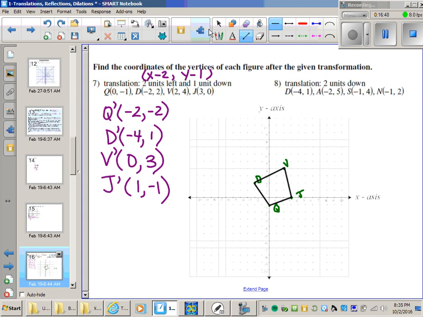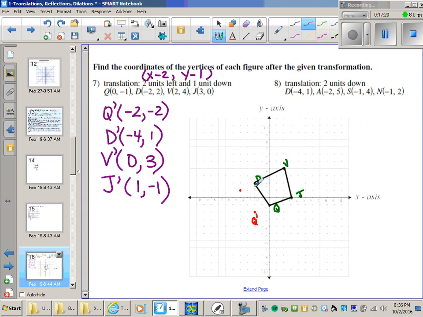So since I'm just sliding this figure, the shape of it should not change. So I'm going to do my image in a different color. So negative 2, negative 2, negative 4, positive 1. Oh, and what we're doing is we're taking it 2 units to the left, 1 unit down. So this is Q prime.